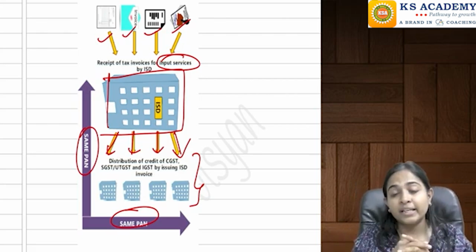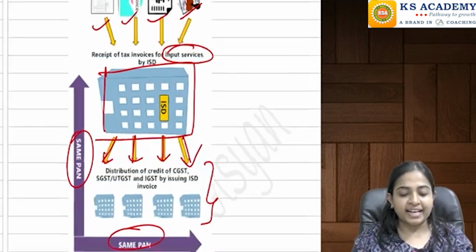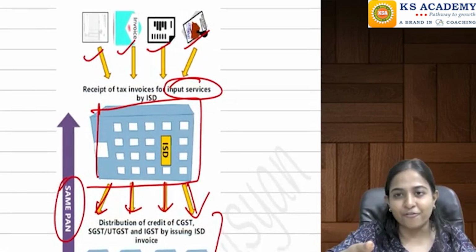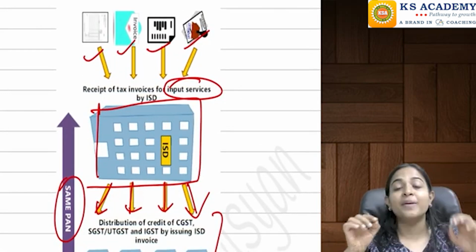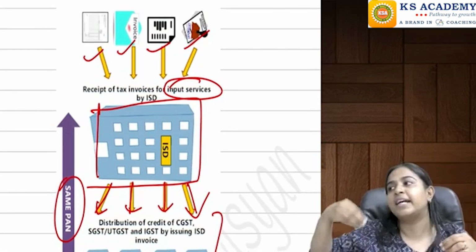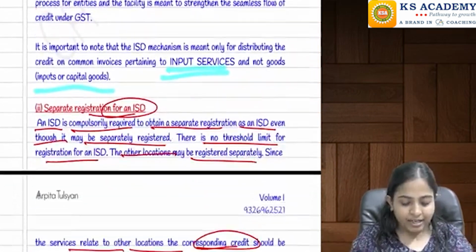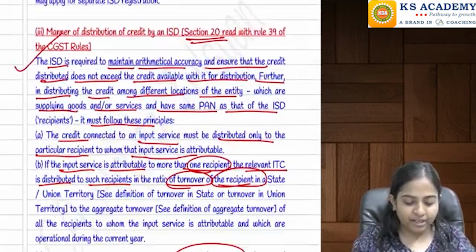And one more thing, credit can be distributed only by me to my offices. That is, all of us should be under the same PAN. I cannot distribute credit to some other entity. Okay, that should not happen. Are you clear with this? Separate registration point we have already done.